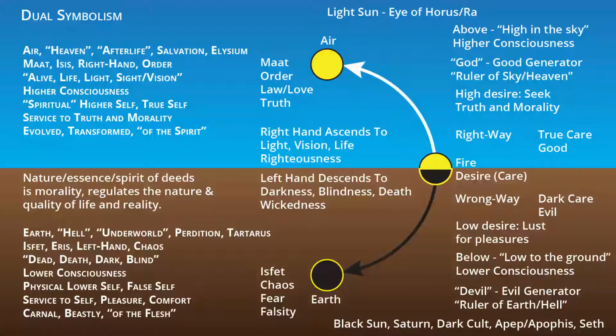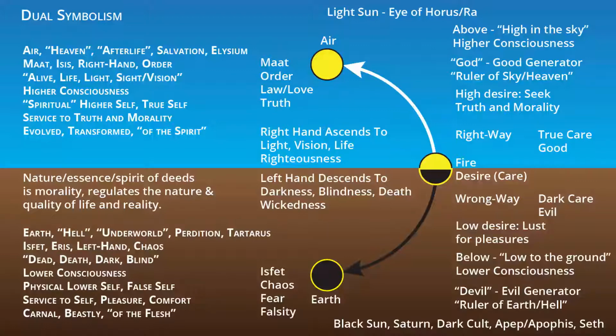But within that, when we start with our desire and our care, we have to choose. Now this is where the symbolism of the duality comes in. Choose between the earth or the air symbolism. And that's symbolism of the air as Ma'at, order, law, and love, truth, or the earth as isfet, chaos, fear, and falsity. So we have a right hand ascends to the light, vision, life, and righteousness, or the left hand descends to darkness, blindness, death, and wickedness.